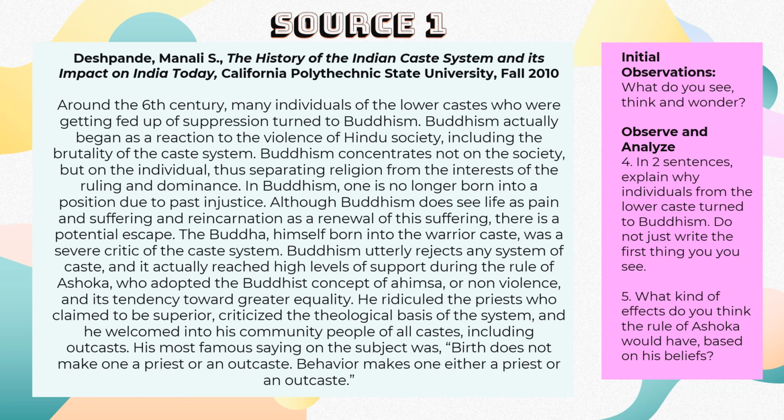So what are your initial observations? What do you see, think, or wonder? What stood out to you? And then when you observe and analyze, explain in 2 sentences why individuals from the lower caste turned to Buddhism. Do not just write the first thing you see though, right? You're going to see a sentence and everyone's going to write that first sentence. Please actually summarize it and explain. And then lastly, last question of the day, what kind of effects do you think the rule of Ashoka would have had based on his beliefs? So how would that have impacted India?